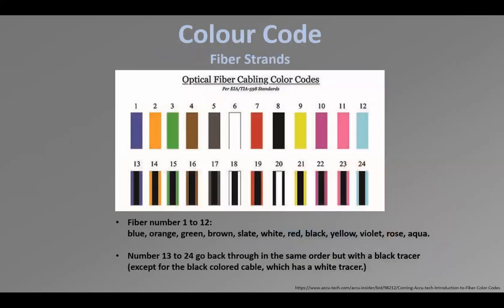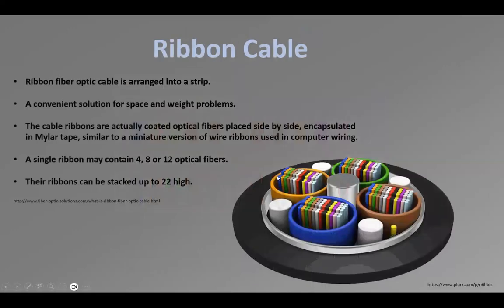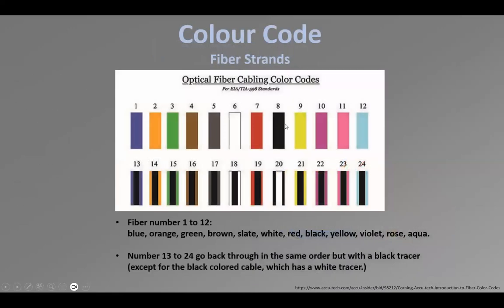All right, excuse me. Color coding. Now, color coding for the fiber optic strands. So these here, see, these are color coded. From 1 to 12, they go like this: blue, orange, green, brown, slate, white, red. And I'm not going to ask you to remember this one here. If you work with that, it's going to come to you by itself. Blue, orange, green, brown, slate, white, red, black, yellow, violet, rose, and aqua.